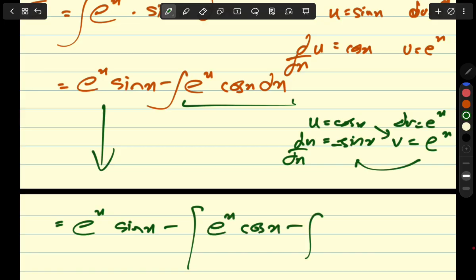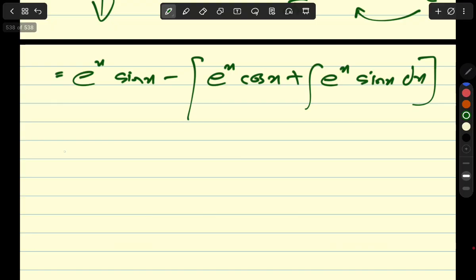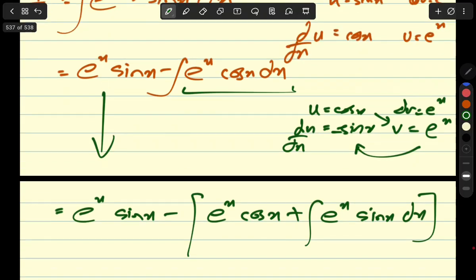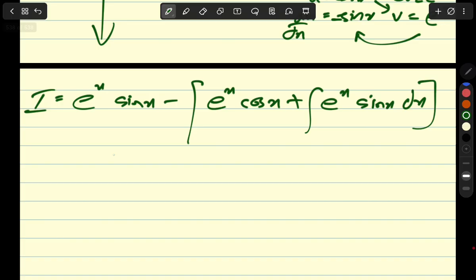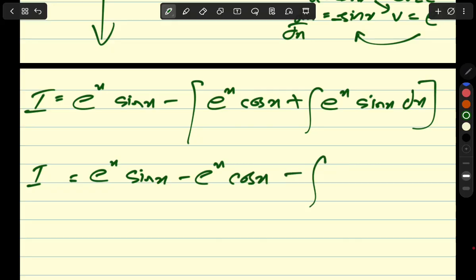Minus integral of e^x with minus sine x. So this is e^x times minus sine x. I'm going to bring this minus outside, so I get the same term, right? Now, if I take this as I, I can put this I here. So this is going to become exponential of x sine x minus exponential of x cos x, and this is going to become exponential of x sine x dx.